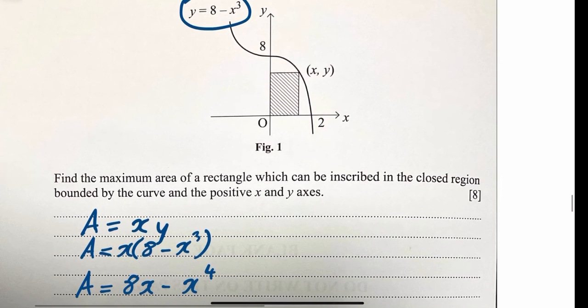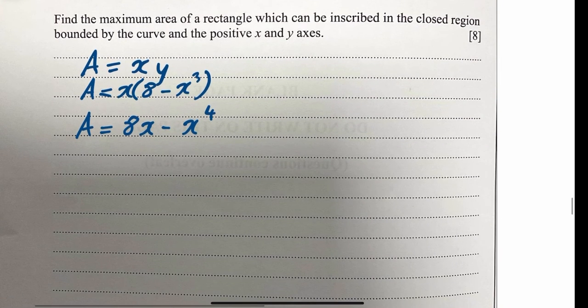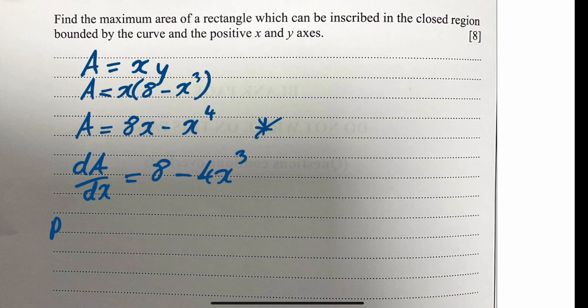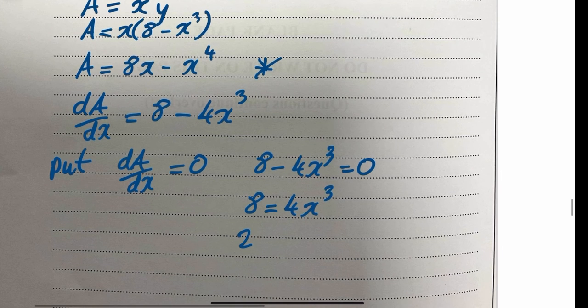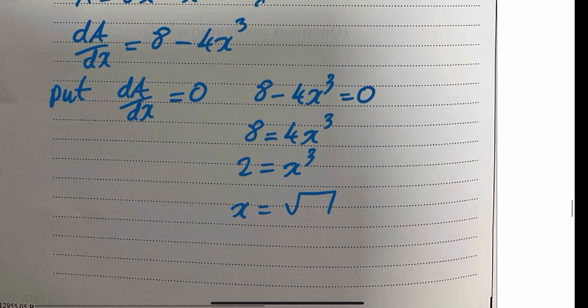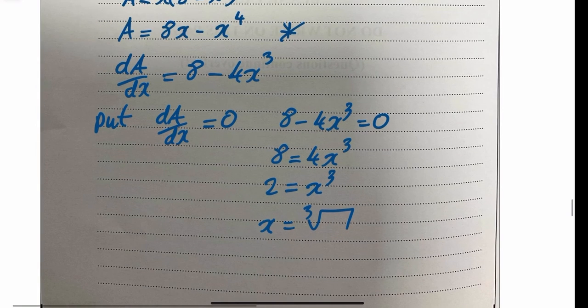So it said find the maximum area of a rectangle which can be inscribed. So we want to basically maximize this thing here. So we're going to find dA by dx first of all. So if you differentiate it, you'll get 8 minus 4x cubed. And then we're going to maximize something, you've got to put dA by dx equal to 0, which gives you 8 minus 4x cubed is equal to 0, which gives you 8 is equal to 4x cubed, which gives you 2 is equal to x cubed, which gives you x is equal to the cube root of 2.